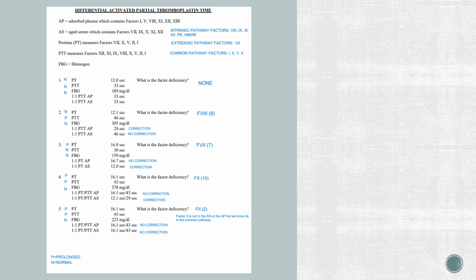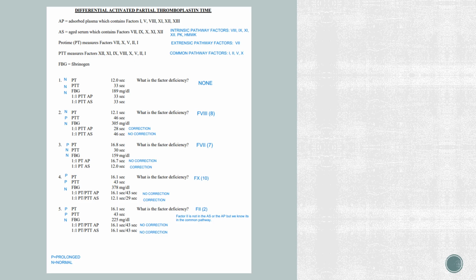These are the findings. I have put a little N next to the PT or the PTT or the fibrinogen if they were normal, and if they were prolonged, I put a little P by them, and then I marked whether or not there was a correction or no correction, and the result that I got for which was the factor deficiency. Okay, so let's look at this.